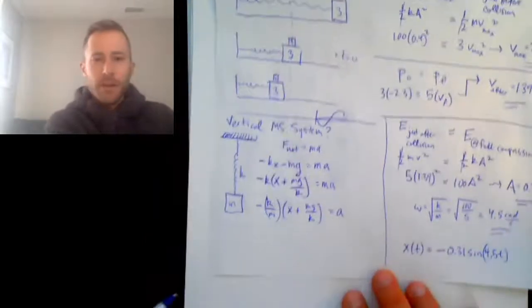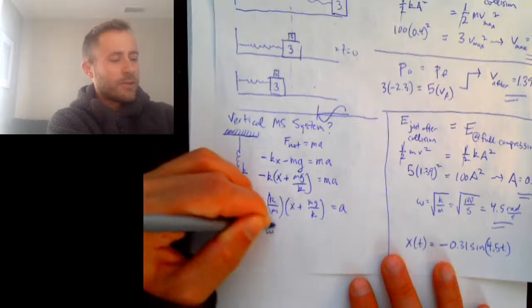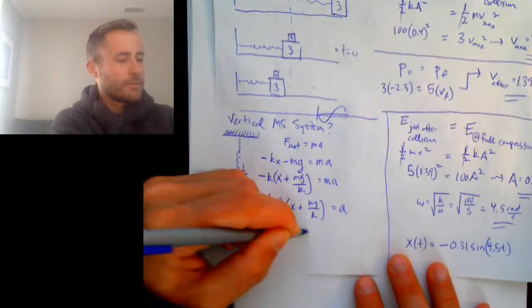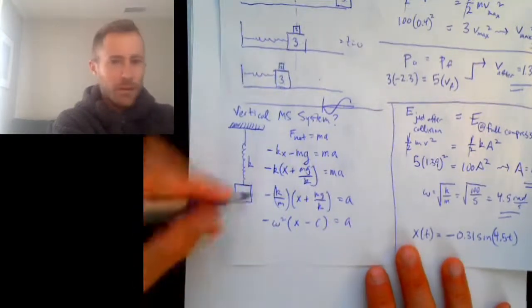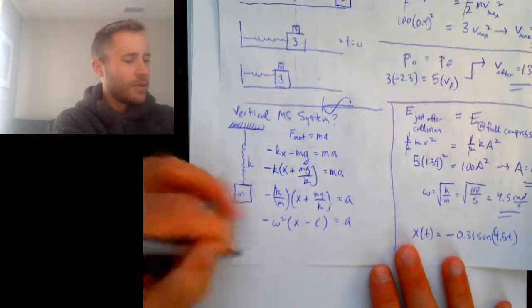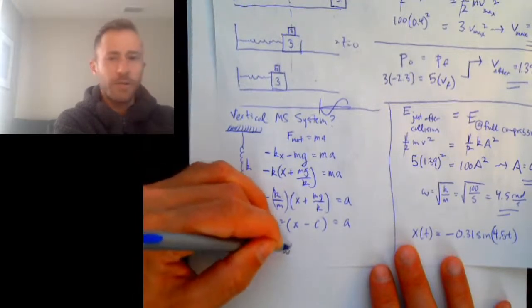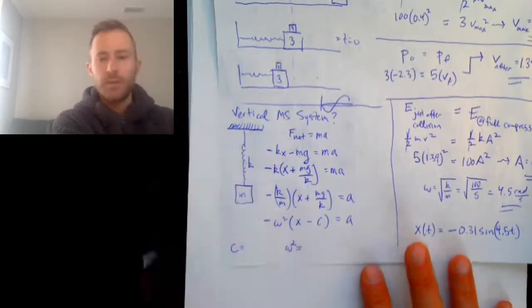All right. So now what we'll do is compare that to the fundamental equation of simple harmonic motion. So who can tell me what is the c value and what is the omega squared value? Type it in the chat if you know.